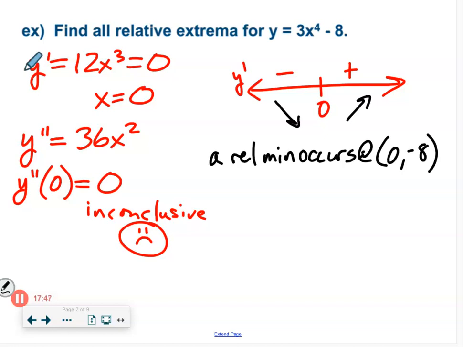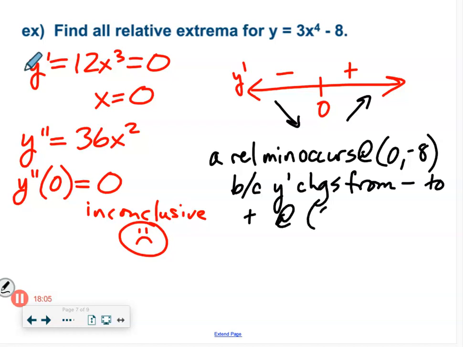A rel min occurs at 0, -8, because, what's our because statement for the first derivative test for a rel min? Very good, because y prime changes from negative to positive at 0.